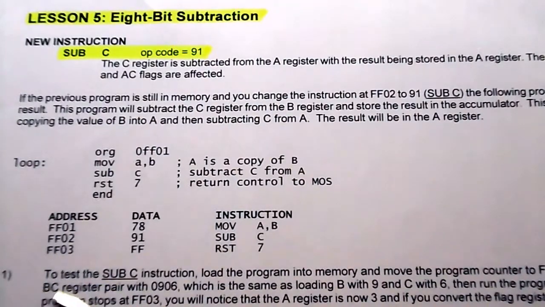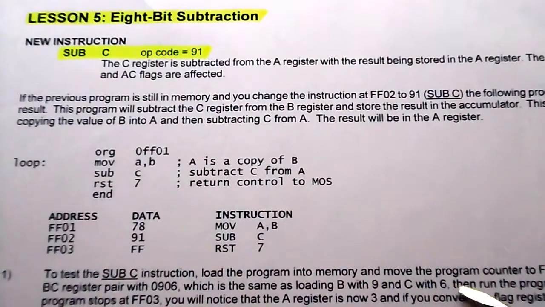So under part 1 of the procedure, to test the SUB C instruction, we're to load the program into memory and move the program counter to FF01. Load the BC register pair with 9 and 6, which is the same as loading B with 9 and C with 6, and then run the program. When the program stops at FF03, we're to notice that the A register is now 3, which I believe is what 9 minus 6 should equal. And then we're going to convert the flag register to binary to see that the carry flag is indeed 0.